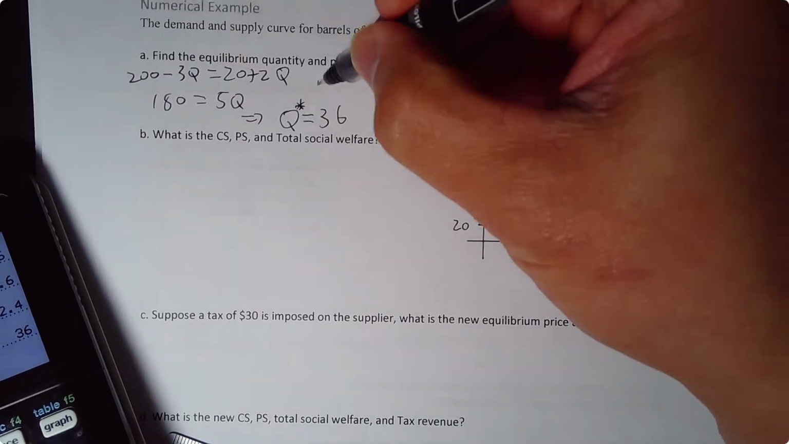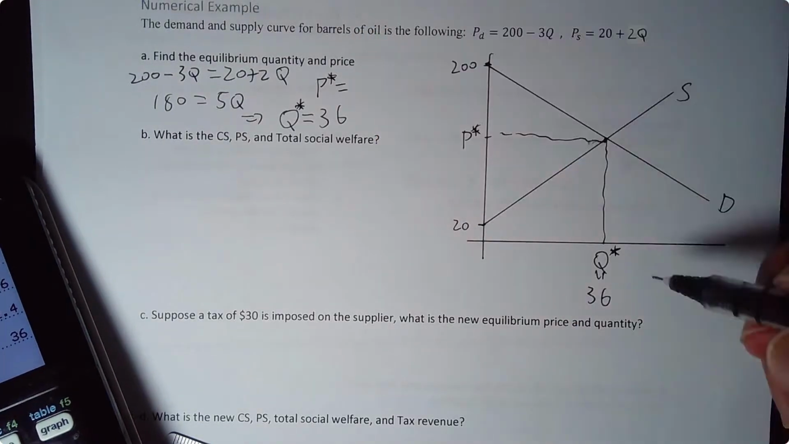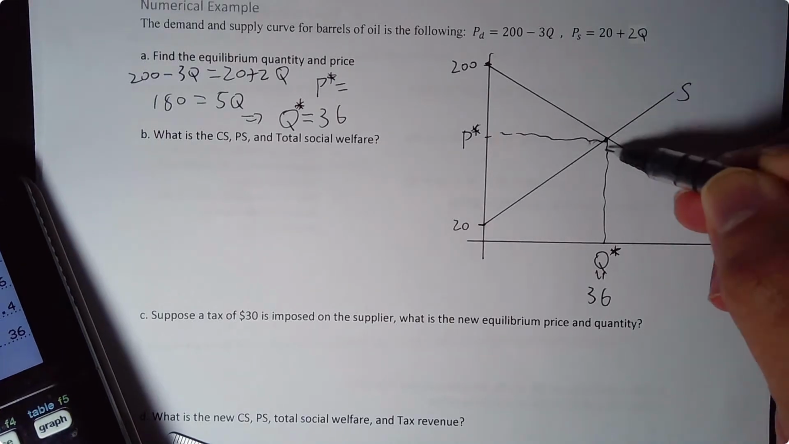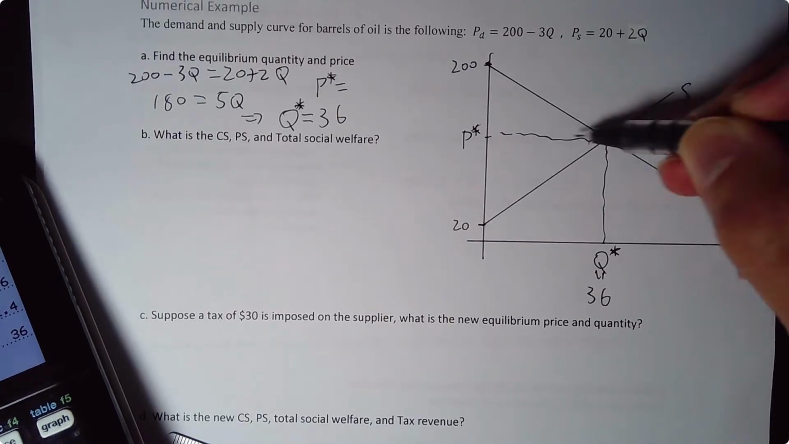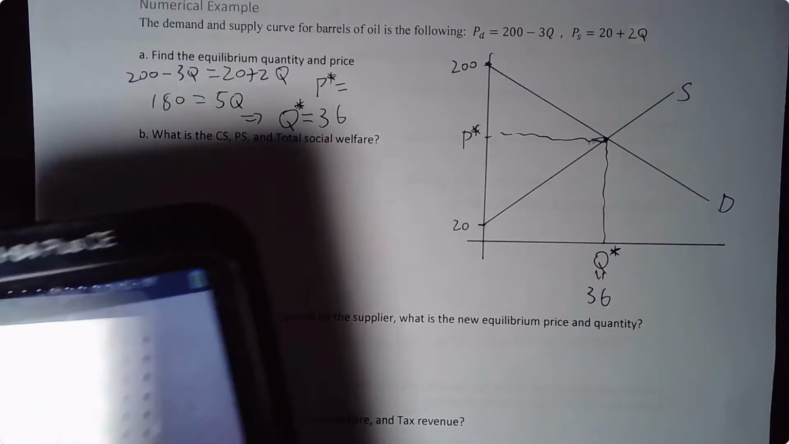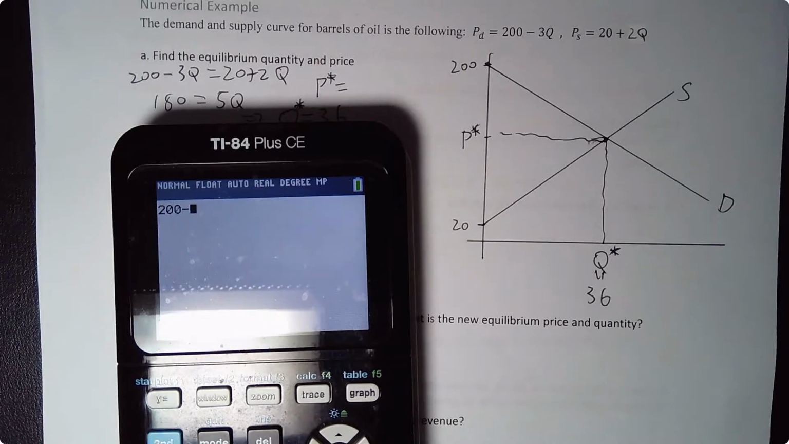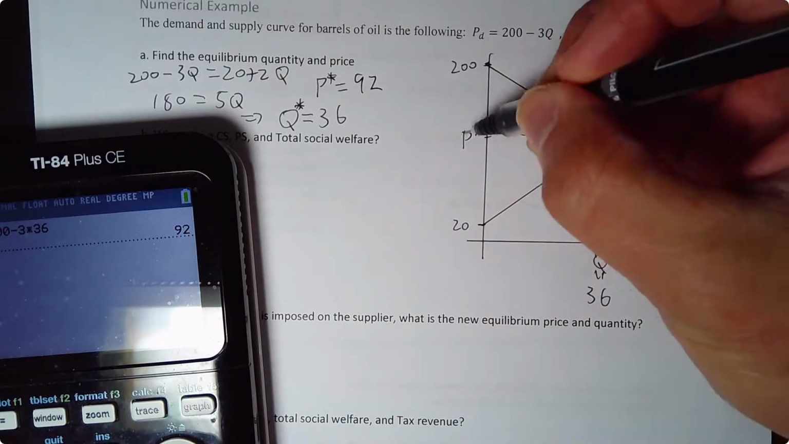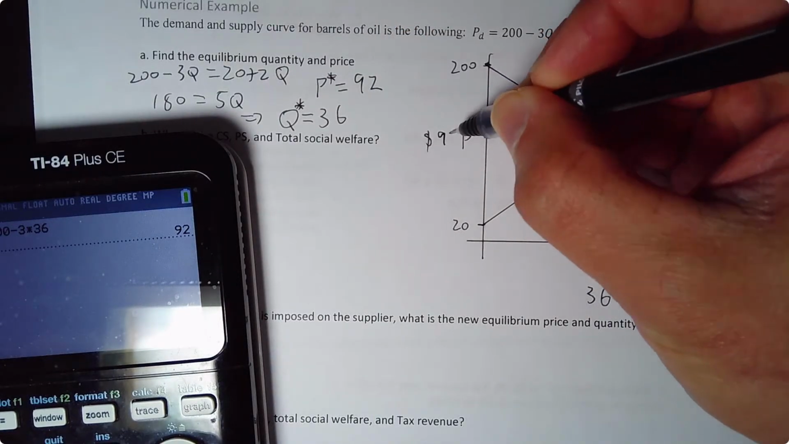Now, I also want the equilibrium price. How do I find that? I plug 36 in either one of these equations, and then see how the sketch kind of guides you on what to do next. So here I'm going to go ahead and just do 200 minus 3 times 36, and therefore that gives me 92. So my equilibrium price is 92.